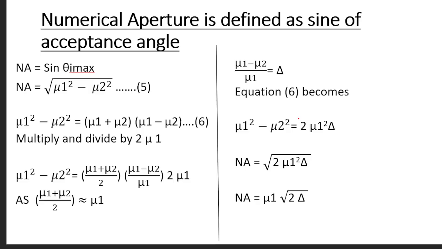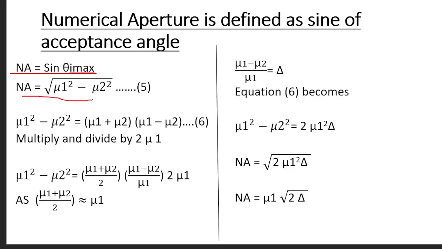Now the next is numerical aperture. This numerical aperture can be derived by using the derivation of acceptance angle. The numerical aperture is defined as the sine of the acceptance angle. That means NA equals sine of theta i max, and as we got the value of sine of theta i max equals square root of mu1 square minus mu2 square, this is your equation number 5.